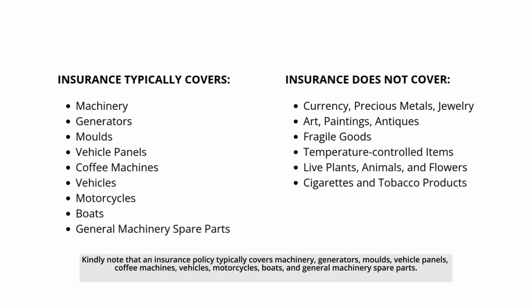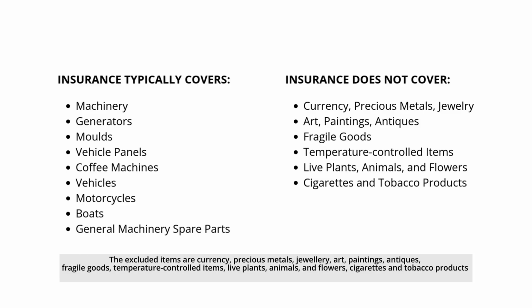Kindly note that an insurance policy typically covers machinery, generators, molds, vehicle panels, coffee machines, vehicles, motorcycles, boats, and general machinery spare parts. The excluded items are currency, precious metals, jewelry, art, paintings, antiques, fragile goods, temperature-controlled items, live plants, animals and flowers, cigarettes, and tobacco products.